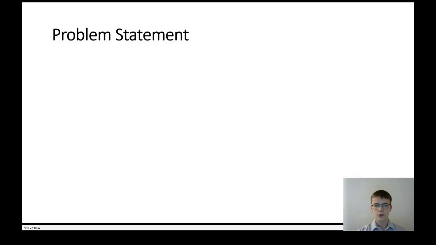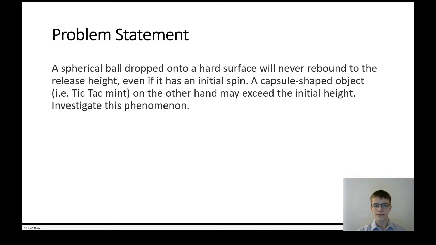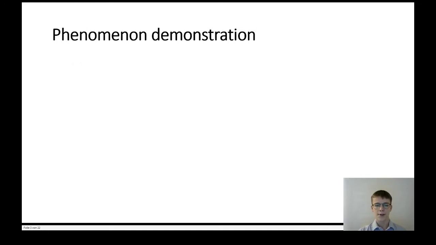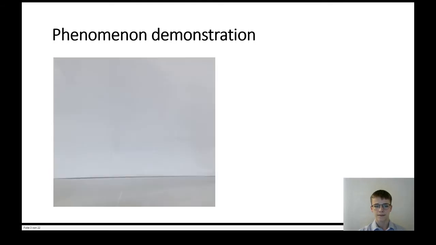So the problem statement was the following. A spherical ball dropped onto a hard surface will never rebound to the release height even if it has an initial spin. A capsule-shaped object, i.e. a Tic-Tac Mint, on the other hand may exceed the initial height. Investigate this phenomenon. So here you can see the phenomenon in action.